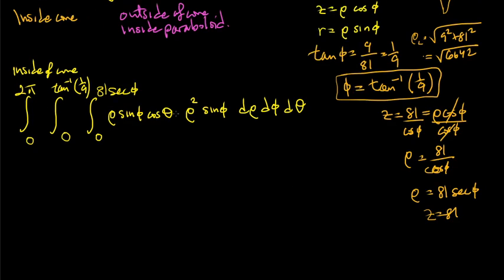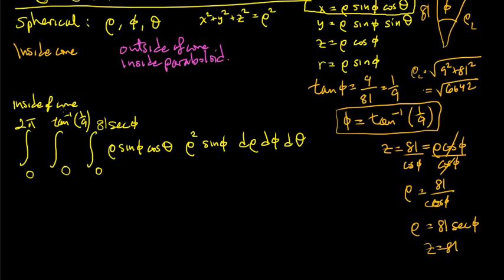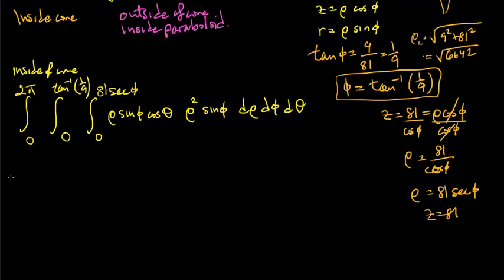All right, we're still not done, because that's only the orange part. That's the inside of the cone. We still have the purple part here, which is outside of the cone and inside of the paraboloid. So let's do that down here. We have to add another triple integral, and the integrand is going to be the same.